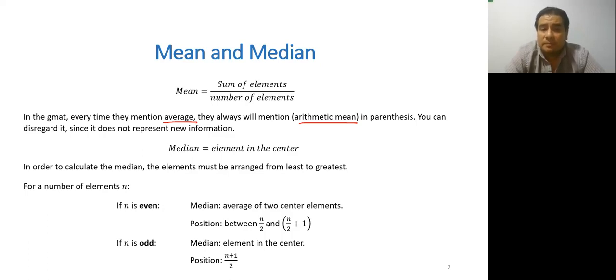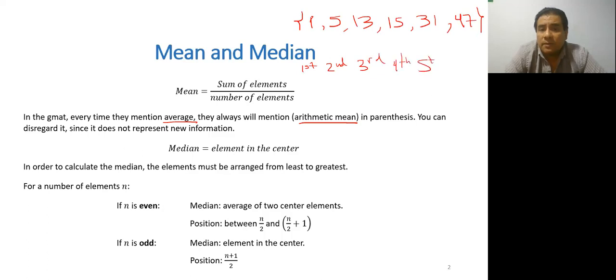There is also the median, which is defined as the element in the middle position of a number of elements that are already arranged from least to greatest. For example, if we talk about these numbers, 1, 5, 13, 15, 31, and 47. As you can see, this set of elements is already arranged from the least to the greatest. And if we count the positions, we have the first, the second, the third, fourth, fifth, and sixth.